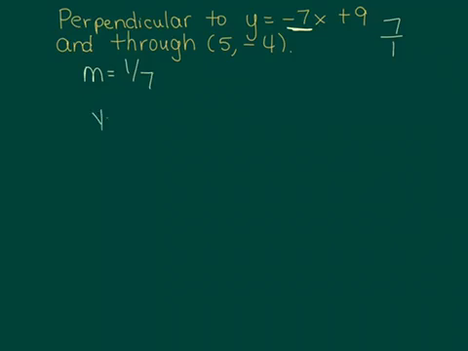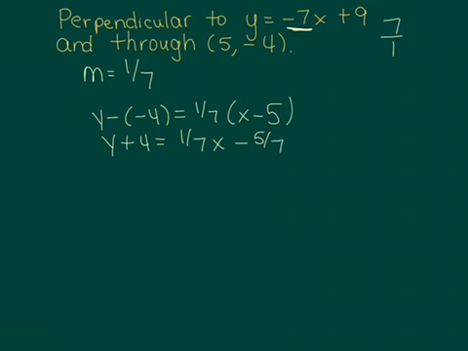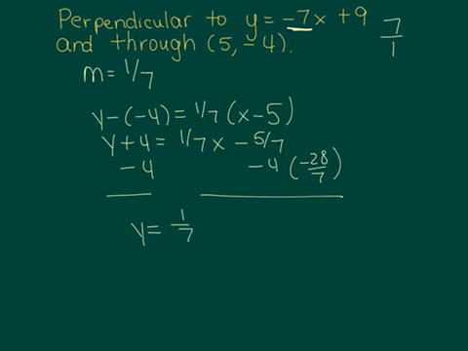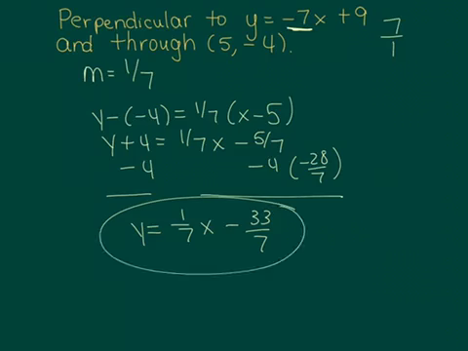Plugging this in, we have y minus negative 4 equals 1/7 times x minus 5. We'll distribute, y plus 4 equals 1/7 x minus 5/7. Then we'll subtract 4 from both sides, which again means we're subtracting 28/7 when we get that common denominator here. So we end up with y equals 1/7 x minus 33/7. Again, leave that as an improper fraction, just make sure that it's reduced.